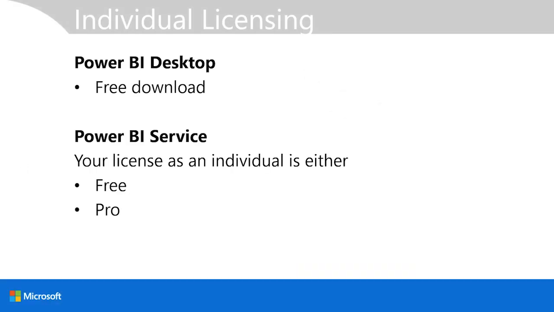Okay, so in this sub-lesson, we're going to introduce you to Power BI licensing. But first, we're going to focus on individual licensing needs. Starting at the very top, what you will first need is the Power BI Desktop. That is a free download from the Microsoft Download site, and we'll show you where to get it once we move into a subsequent sub-lesson.